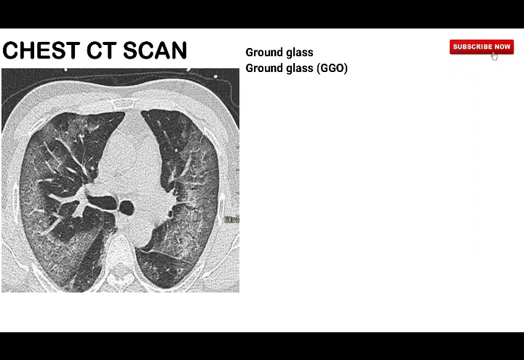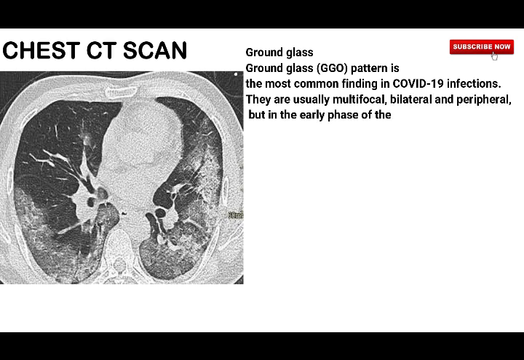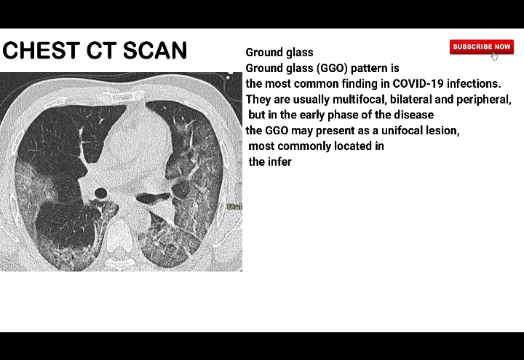Ground glass. The ground glass opacity (GGO) pattern is the most common finding in COVID-19 infections. They are usually multifocal, bilateral and peripheral, but in the early phase of the disease the GGO may present as a unifocal lesion, most commonly located in the inferior lobe of the right lung.